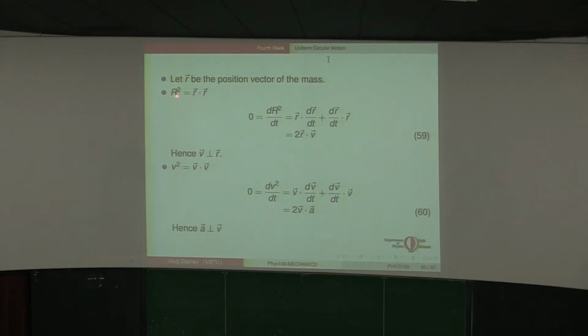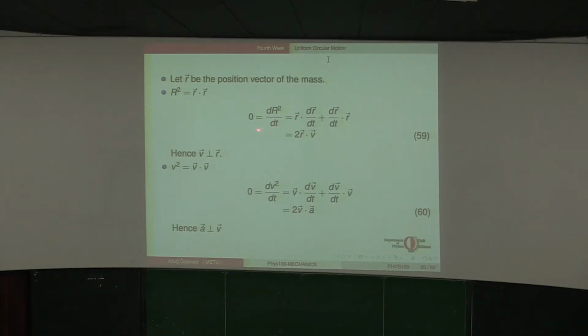If I differentiate this r squared with respect to time, as my object moves, I want to see how r squared changes with time. Well, it doesn't change. The circle has a constant radius, and my object is moving at a constant distance from the origin. So it is 0. At the same time, the r vector is the position of my object. Since my object is moving around, the r vector is changing. Its magnitude is not changing.